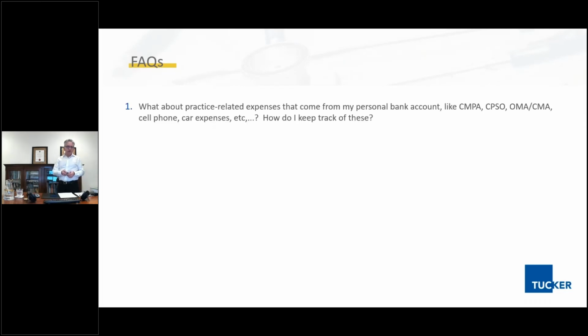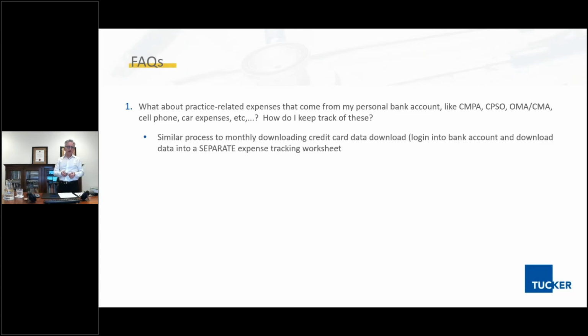First one, what about practice-related expenses that come from my personal bank account, like CMPA, CPSO, OMA, CMA, cell phone, car phone expense, or car expenses? How do I keep track of these? And this is a very good point, because in all reality, there are times where you can't charge everything on your credit card. You can't charge CMPA on a credit card. So those items are going to go through your personal bank account or your business bank account.